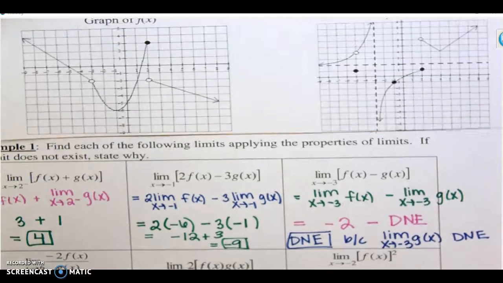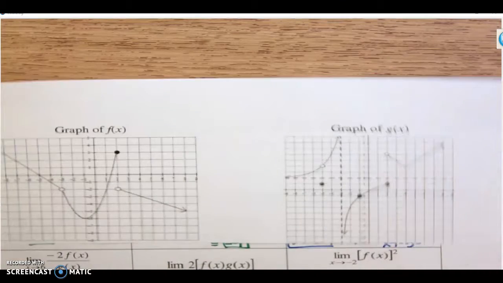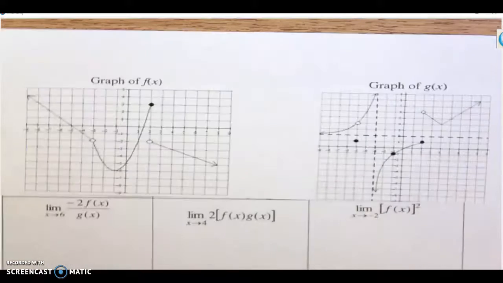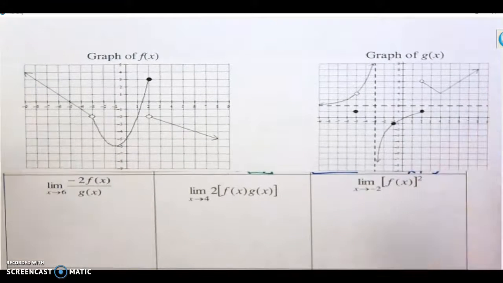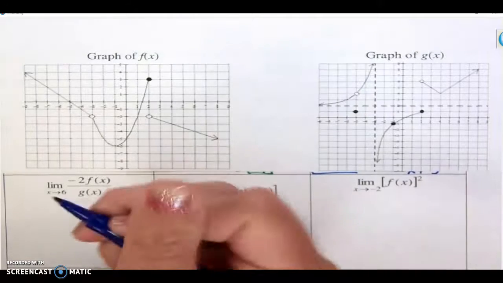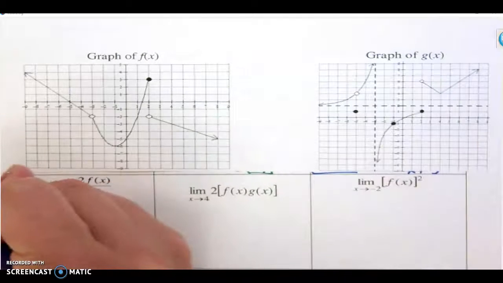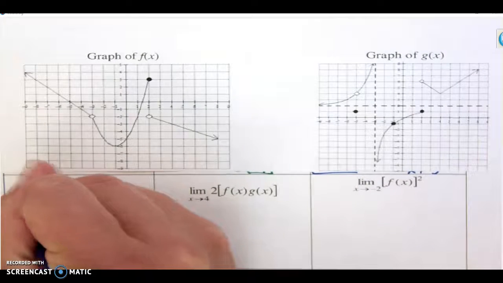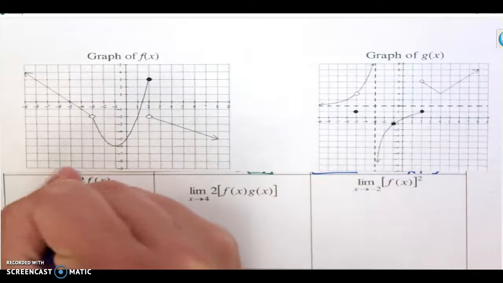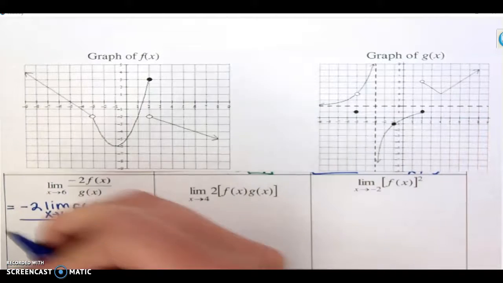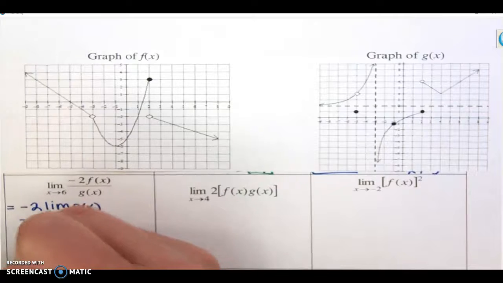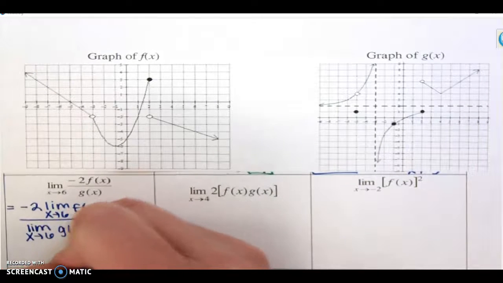Alright, so the next one underneath it, I'm just going to move this over here. Okay, so the next one we have is division. So the limit as x approaches negative 2 of f of x over g of x. So I'm going to bring the negative 2 out front. We'll say negative 2 times the limit as x approaches 6 of f of x over the limit as x approaches 6 of g of x.